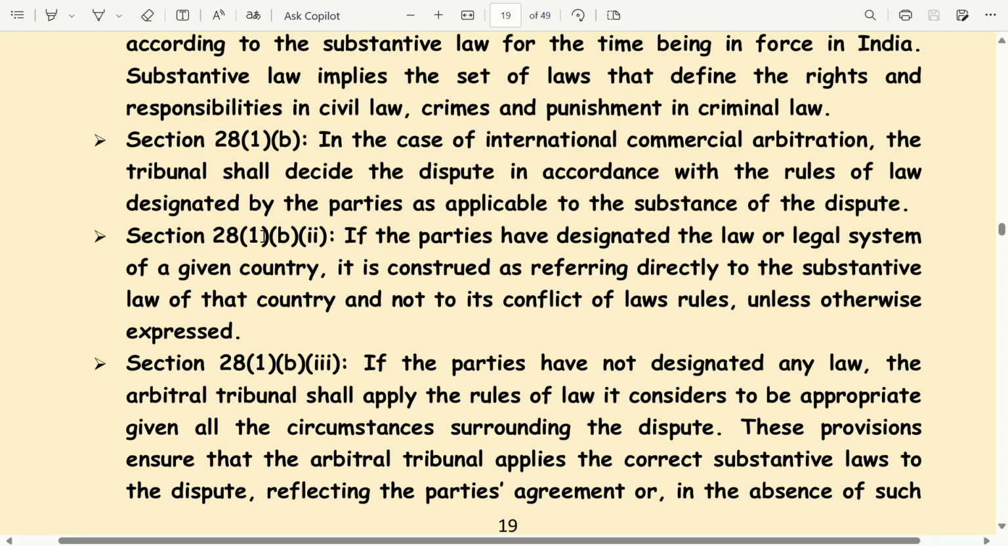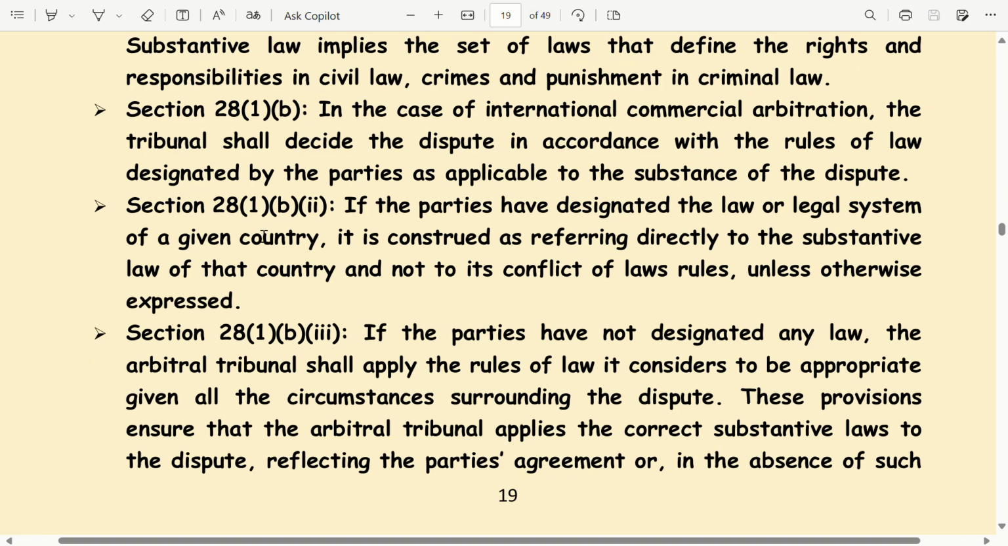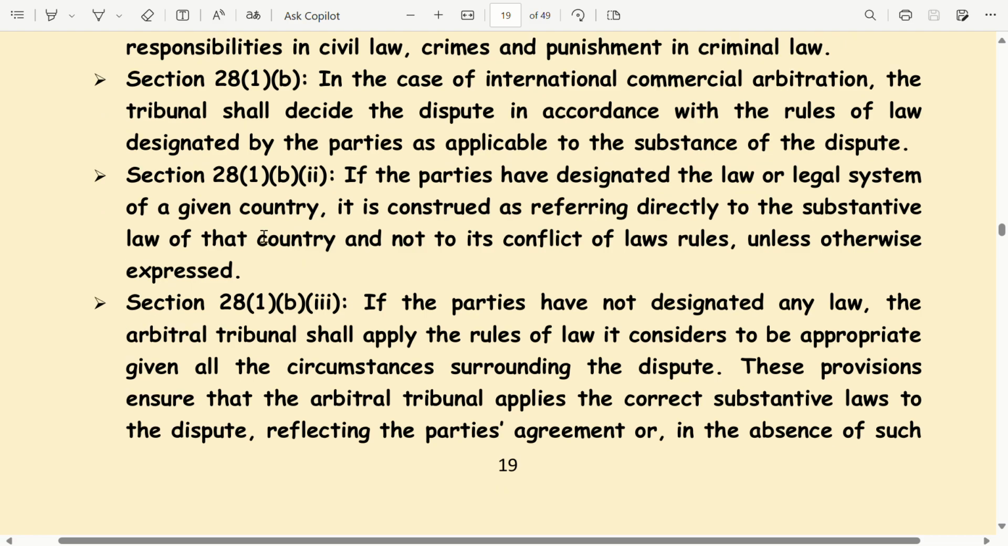Section 28 subsection 1 B2. If the parties have designated the law or legal systems of a given country, it is construed as referring directly to the substantive law of that country and not to its conflict of law rules unless otherwise expressed. Section 28 subsection 1 B2. If the parties have not designated any law, the arbitral tribunal shall apply the rules of law it considers to be appropriate given all the circumstances surrounding the dispute.